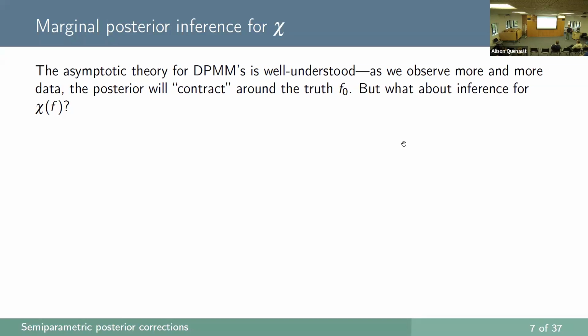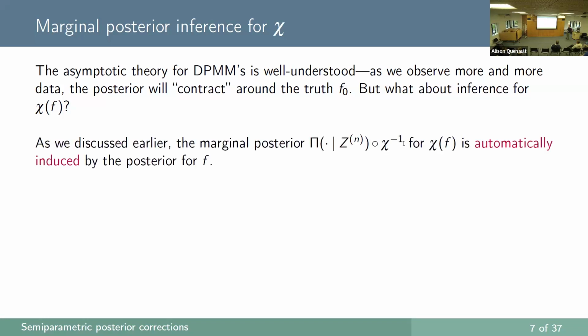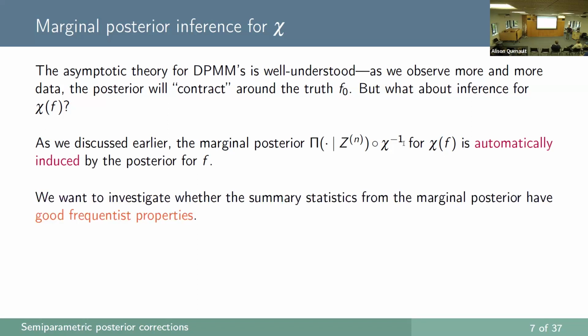Okay, but that's just about the whole density function, right? And we're not interested in the whole density. We just want inference for this one-dimensional parameter. We just want the integral of the density squared. And we'd like to know, how well does it perform for that? So as we discussed earlier, Bayesian inference has this kind of automatic plug-in property, which means once you have your posterior for f, which comes from this DPMM, for example, then we automatically get our marginal inference for χ(f). And so we want to investigate this marginal posterior.